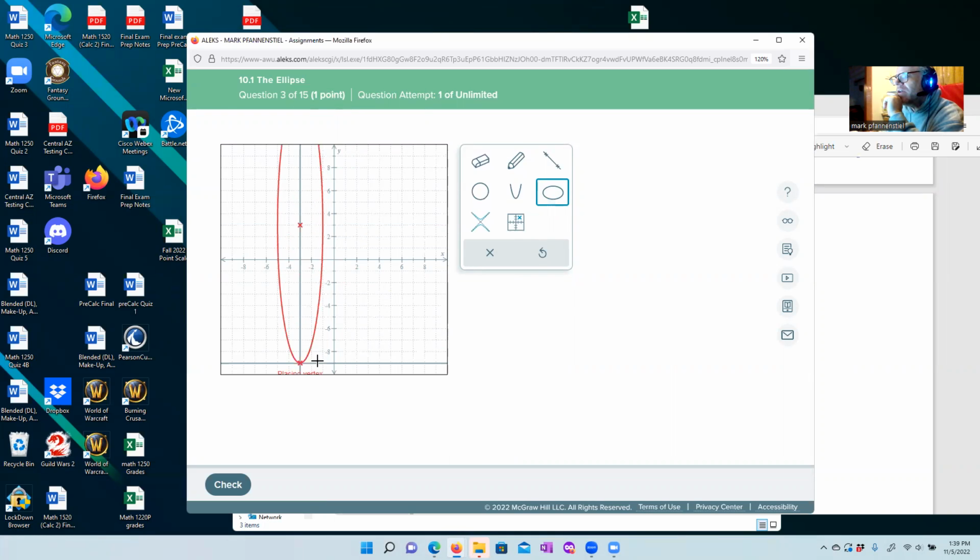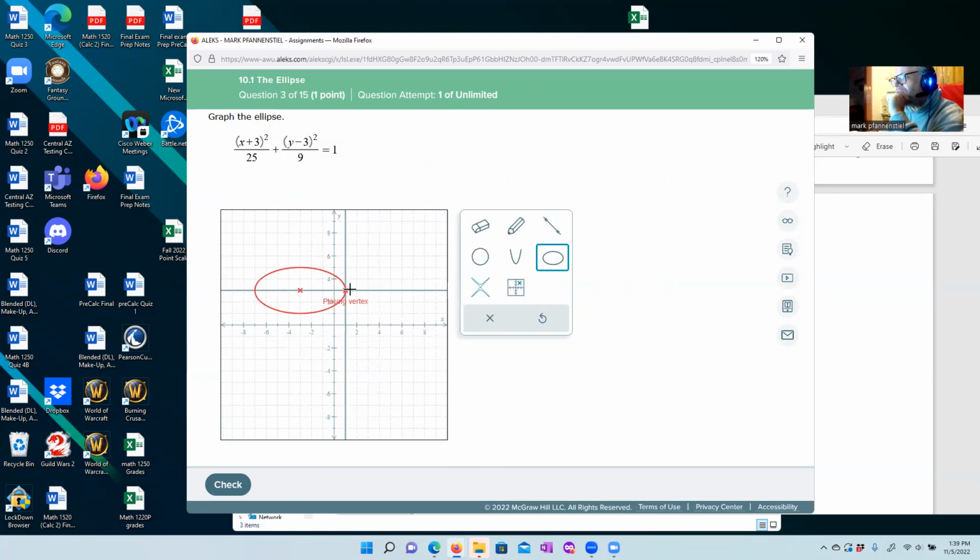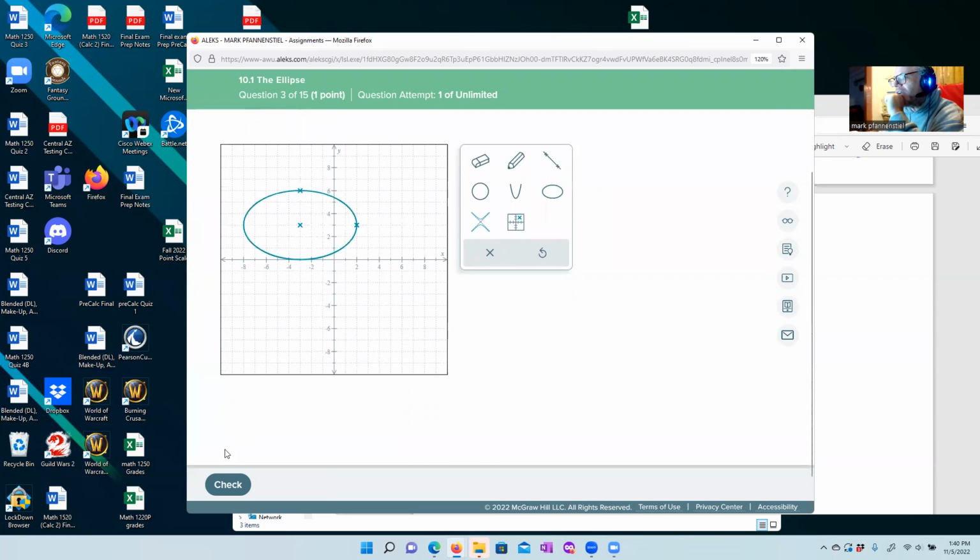There's our center. Now our vertex, remember, that's the major axis. Which one's bigger? 25 is bigger than 9. So the 25 is under the x. So we're going to go 1, 2, 3, 4, 5 from the center. So we're at negative 3, and we're going to go all the way up here to 2. That's going to be our major axis. Minor axis is going to be square root of 9, which is 3. So 1, 2, 3 from the center. All right, and we'll go ahead and check.